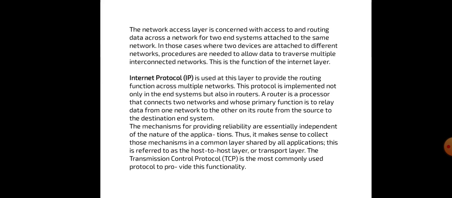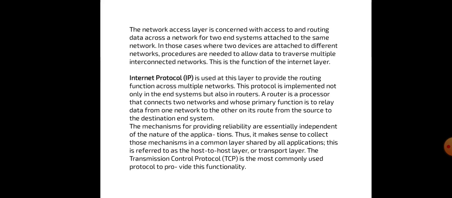The network access layer is concerned with access to and routing of the data across the network for two end systems which are attached to the same network. In those cases where two devices are attached to different networks, procedures are needed to allow the data to traverse multiple interconnected networks. This function is called the internet layer.